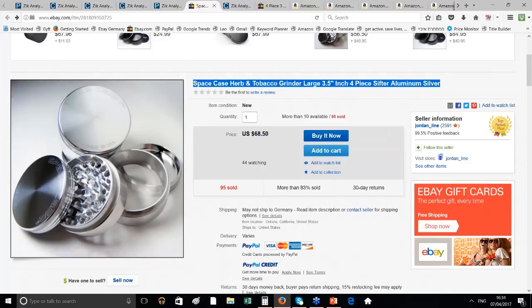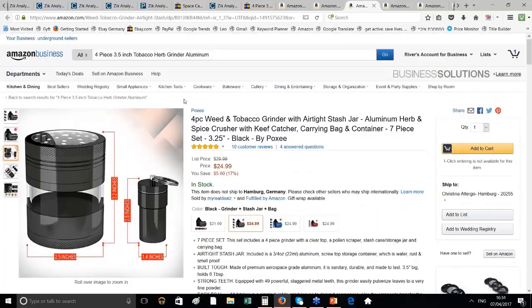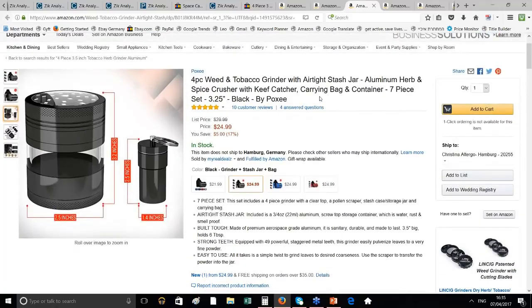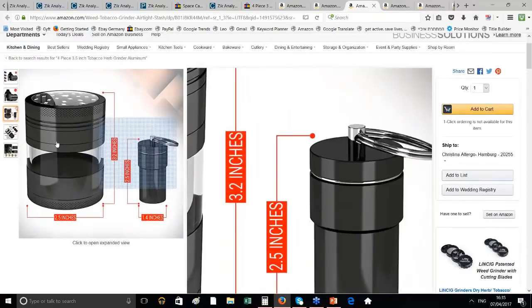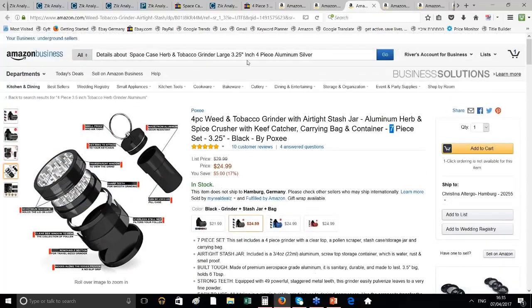What will happen if we use this item with this title? We change it here to 125. Okay, we remove the sifter because we don't know. We leave the aluminum. And alright, this is also other things. It's even more advanced. It's with the carrying case. It's like 7-piece, so it can be even more expensive. And we change it here to 7-piece.